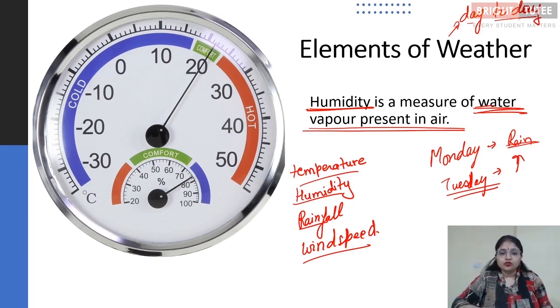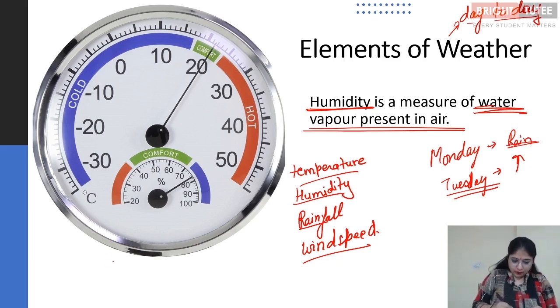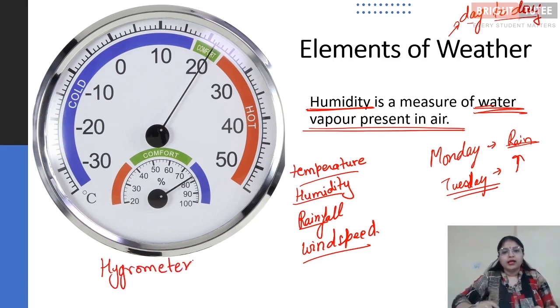What is used to measure the humidity? A hygrometer is used to measure the humidity. Like I told you, the meteorological department keeps the data, right? So for collecting the data, definitely they would need to measure different elements. So when we talk about humidity, how do we measure it? We measure it with the help of a hygrometer. So this is an example of a hygrometer, right?